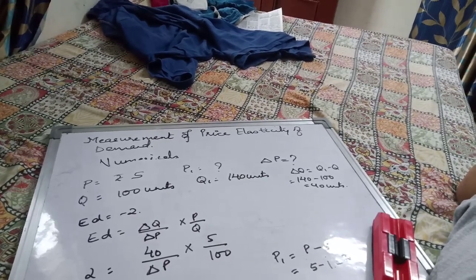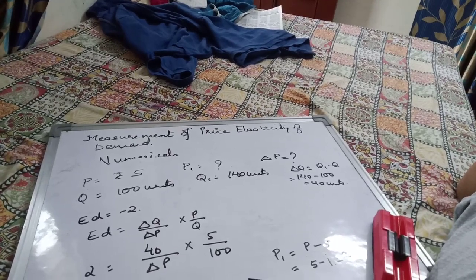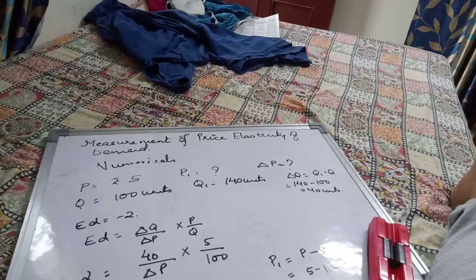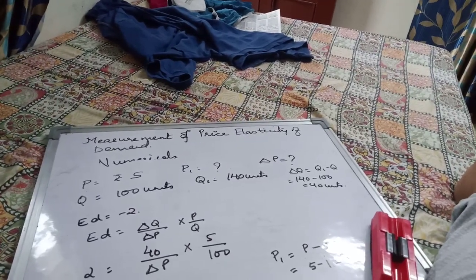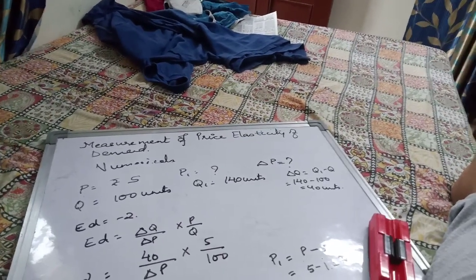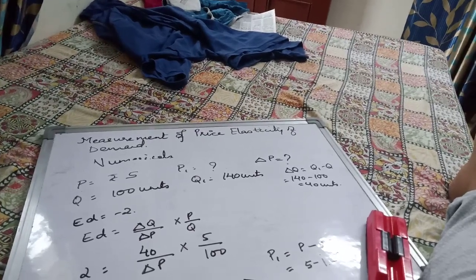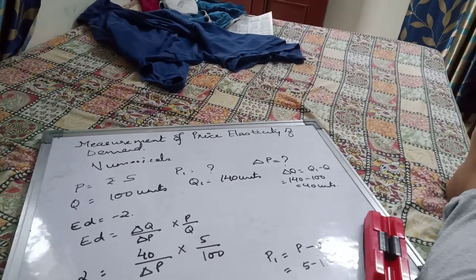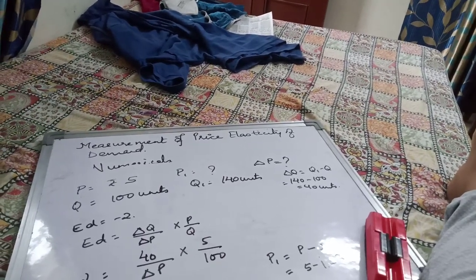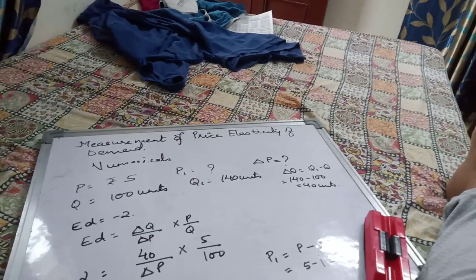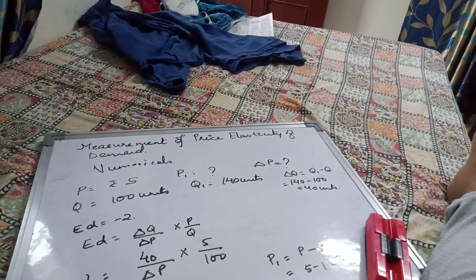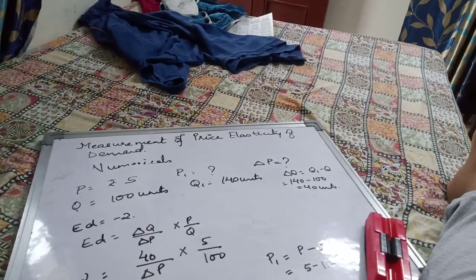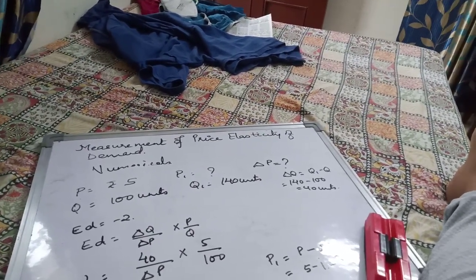So we're going to do type 5 now. Commodities X and Y have equal price elasticities of demand. The demand of X rises from 400 units to 500 units due to a 20% fall in its price. Calculate percentage fall in demand for Y if price of Y rises by 8%.